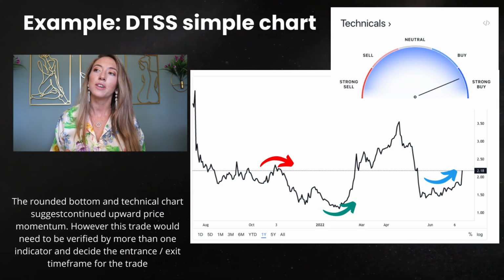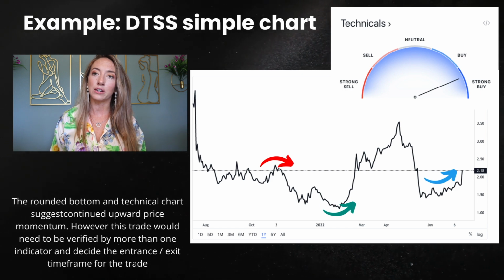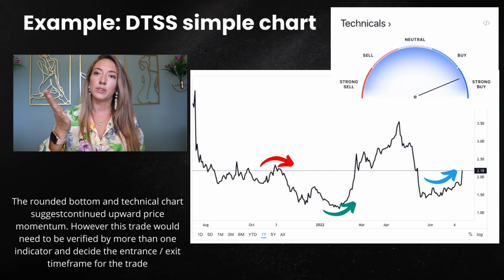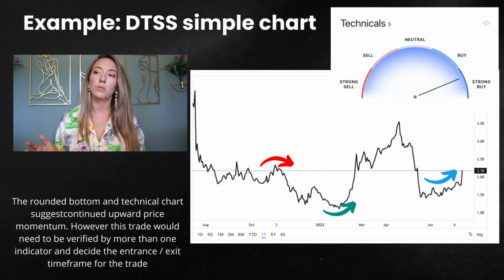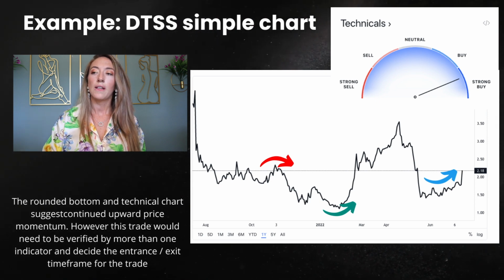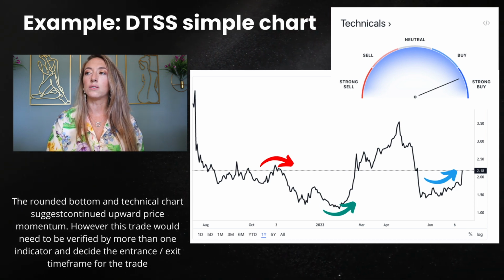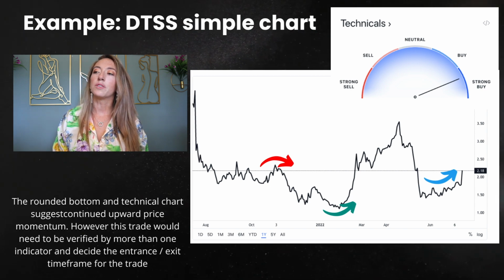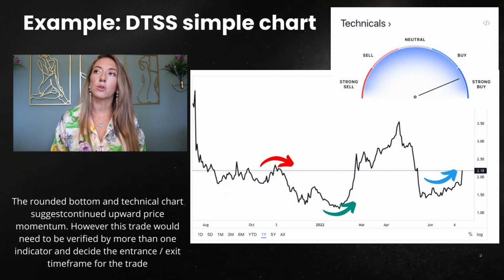It's a very simple example to illustrate this point, and I think this will be a very fast and easy video for everyone here to understand. On the red arrow, you can see a rounded top, green arrow, rounded bottom, blue arrow again, rounded bottom, and these all signaled price action, and then the price did move in the way that the rounded top or bottom indicated. And you can also double check that this actually aligns with what the technical analysis is saying in TradingView. This blue upward moving rounded bottom for DTSS is also showing as a strong buy.